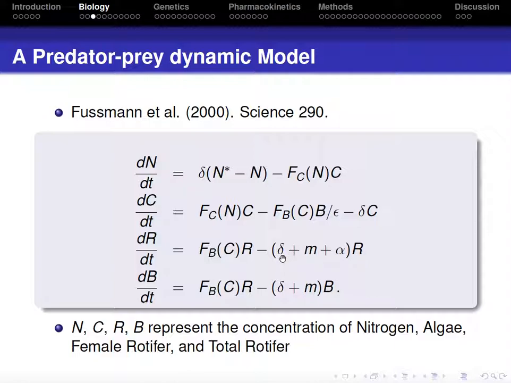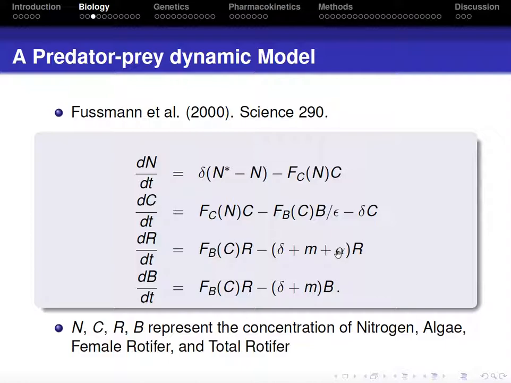The first, delta, is the rate at which every component is removed from the tank, right? And M is the death rate of the female rotifers. That's for all the rotifers, they will die at a certain rate. And there's another term called alpha. This alpha represents that female rotifers after a certain age will lose their reproducibility, right? This is also easy to understand, right? Therefore, it has this alpha. The alpha represents the rate at which the female rotifers lose their reproducibility. Okay, so this is easy to understand, right?